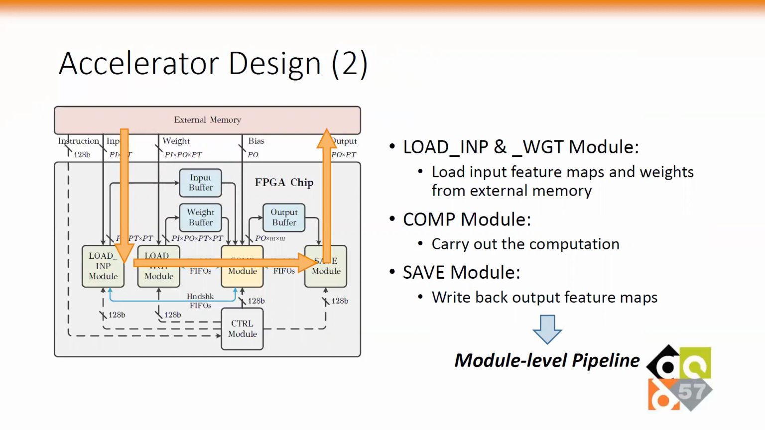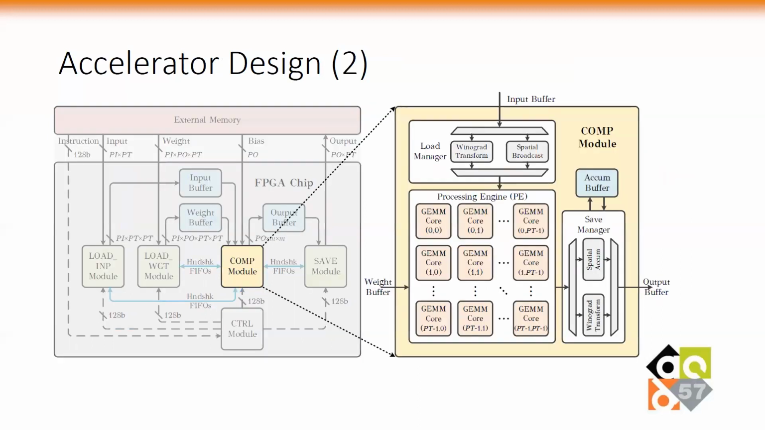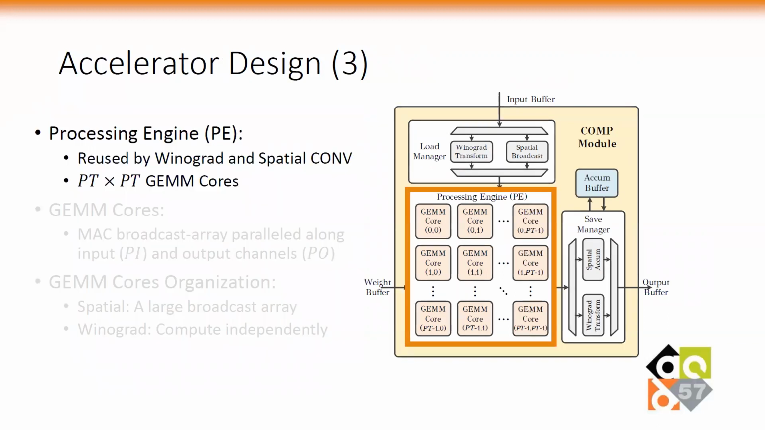of the on-chip resources. The most important module is the compute module, and the key component is the processing engine, PE. Most of the computation resources on the FPGA are allocated to this PE. It contains PT times PT GEMM cores and can be reused by Winograd and spatial convolution.